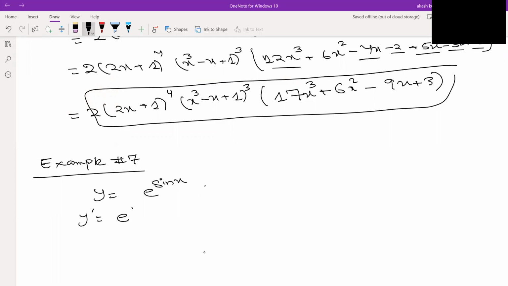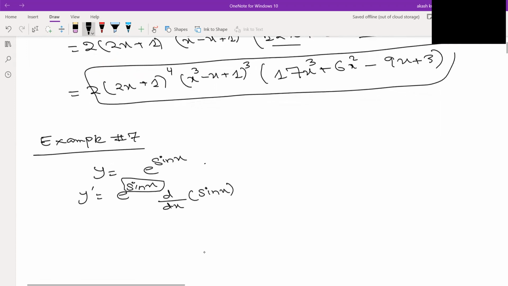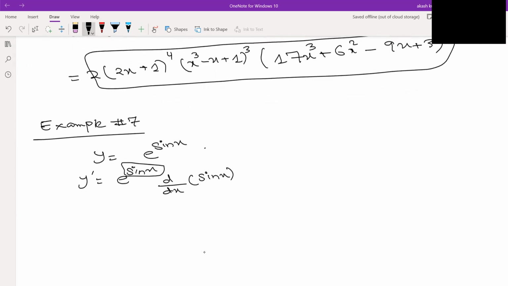Derivative of e to the sine x will be as it is, but there is another function, right? The inner function, that is sine x. So we have to take the derivative of sine x, applying the chain rule here. If they said, let's say, differentiate e to the power of x, the answer will directly be e to the x, right? Yes, the derivative of e to the x is e to the x.